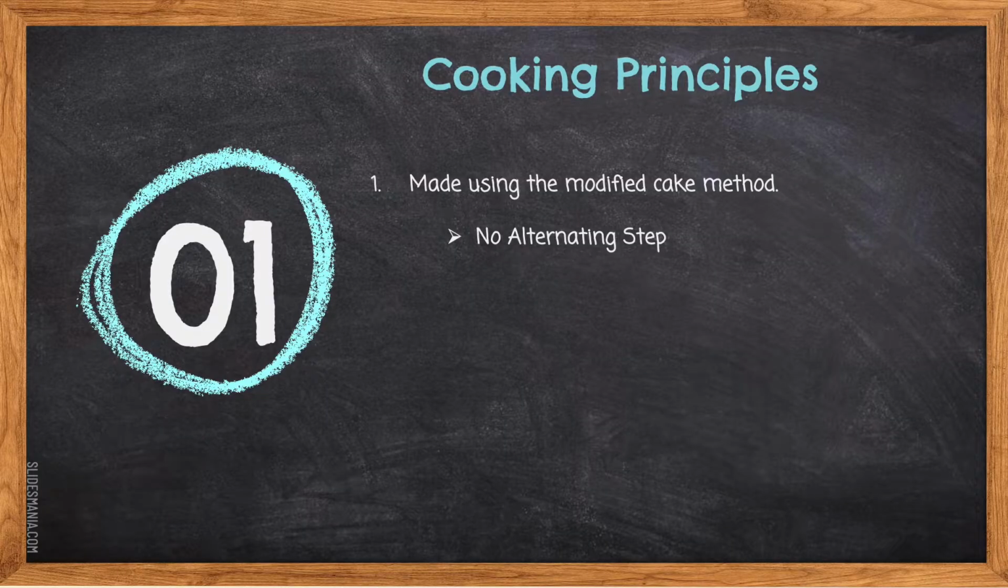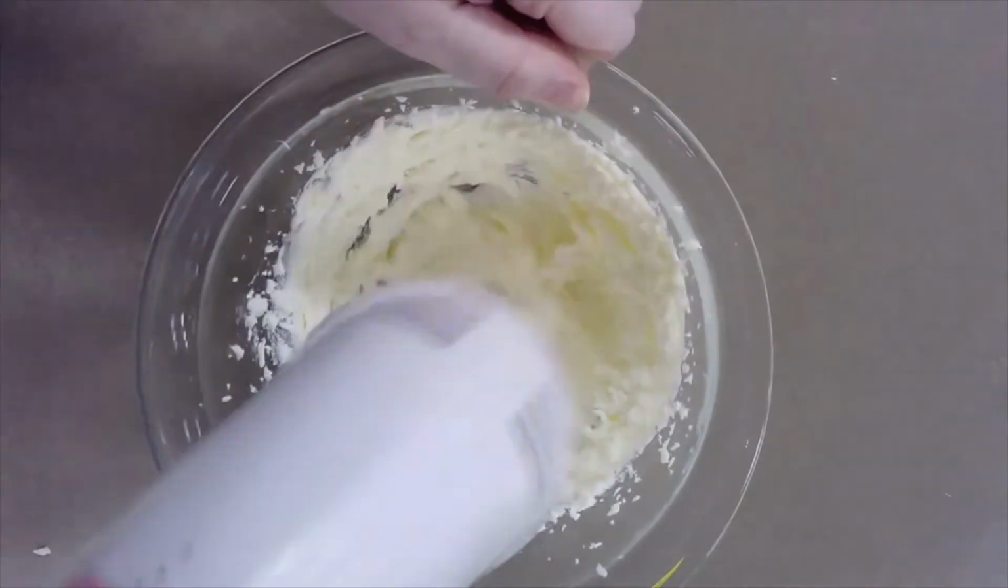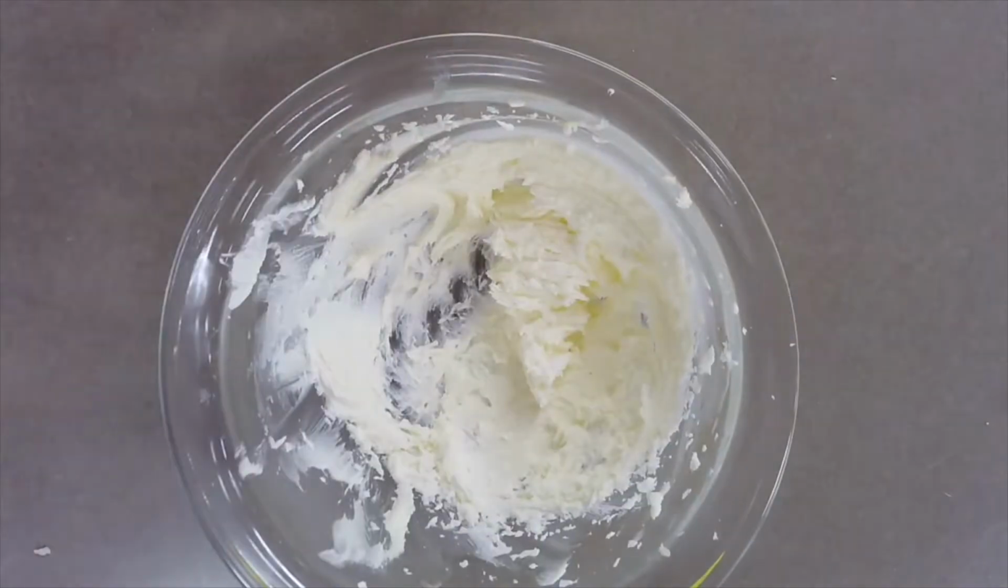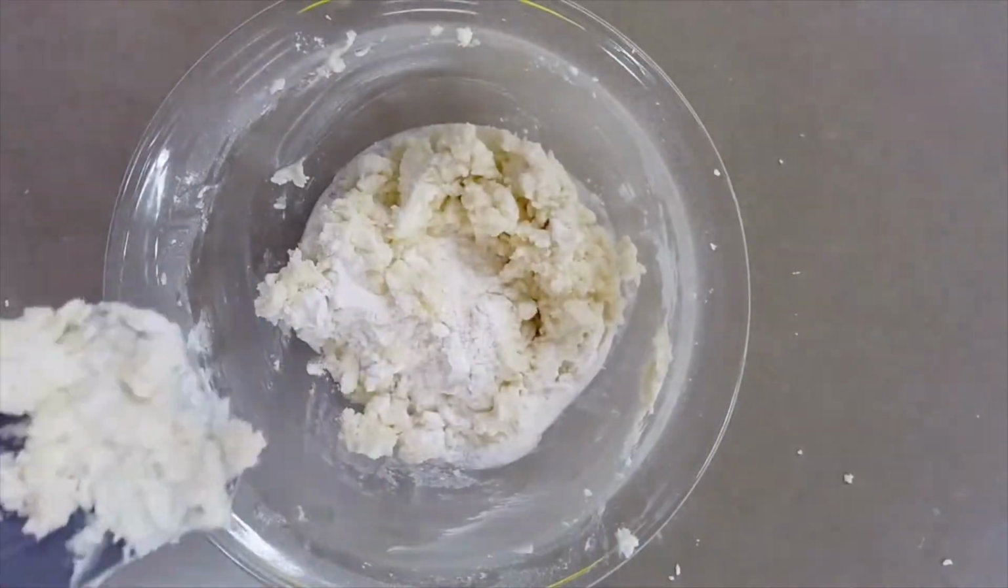But this cookie is made using the modified cake method with no alternating step. So unlike the cake, we are only going to be adding in flour, not alternating with a liquid like milk. This makes the cookie dough more stiff and less liquidy like a cake batter.